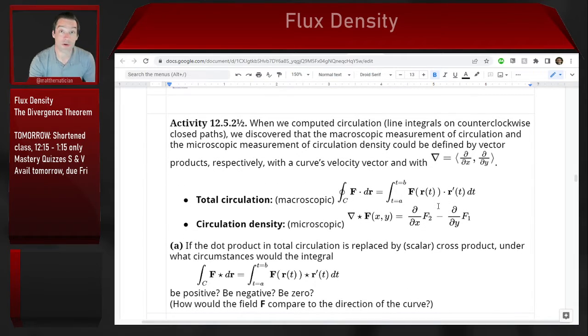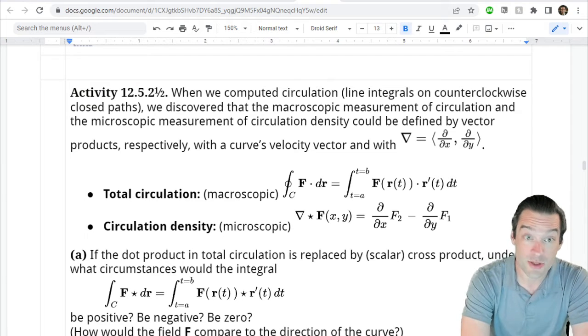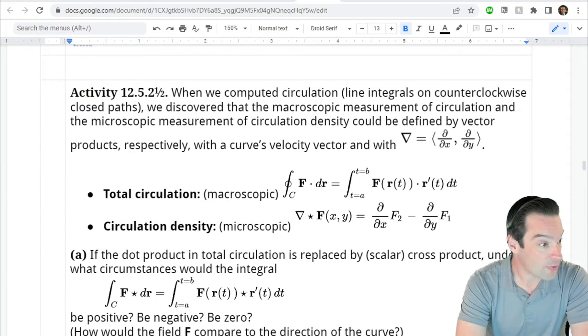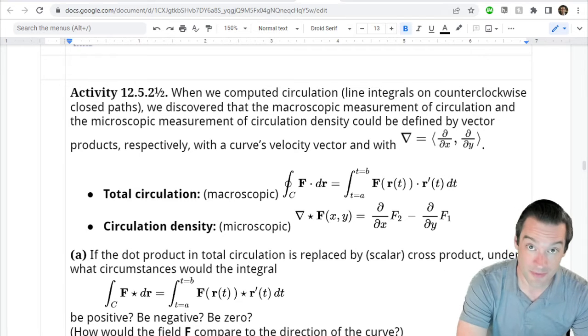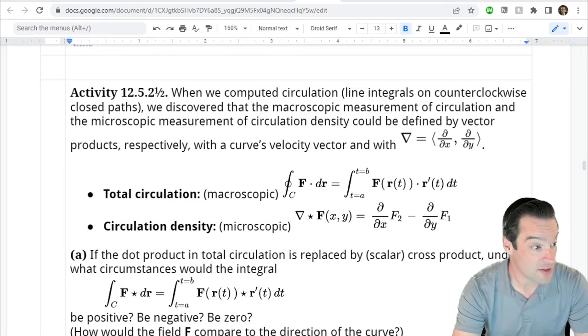So the purpose of this next activity is going to be to take those macroscopic observations and take them down to the micro level. And the way that I have tried to walk us through this, because this is also an original Dr. S activity for this point in the course, is by first taking us back to how this worked with circulation. So when we first met circulation integrals, we had the total circulation, this macroscopic idea, that was the path integral on a closed loop of f dot dr. So it was a dot product of f of r of t with the tangent vector r prime of t. But then there was a circulation density function. And it turned out that that circulation density function is something we could compute with a microscopic computation, in other words, a derivative.